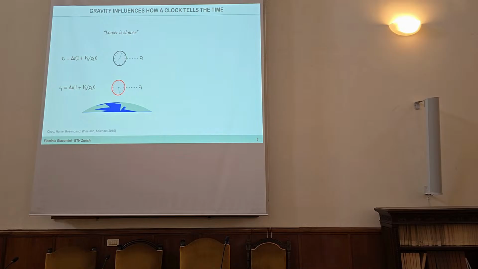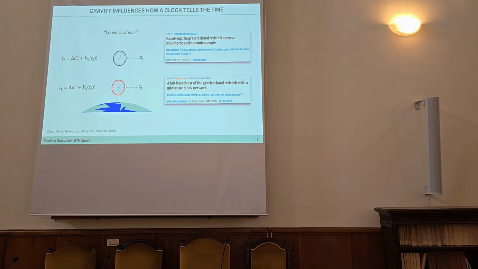And there are experiments that started with the group of David Wineland in 2010, where they basically measured this effect with atomic clocks. Initially, what this experiment did was to put a clock on an optical table, measure the rate of this clock, then literally lift the optical table by 30 centimeters, and see that the rate at which this clock ticks is different. Now these experiments are much better. They can test gravitational time dilation at the level of the millimeter. So this is an amazing result.